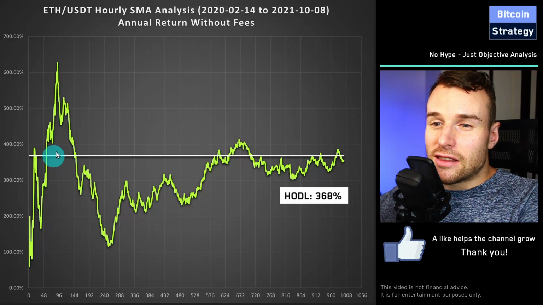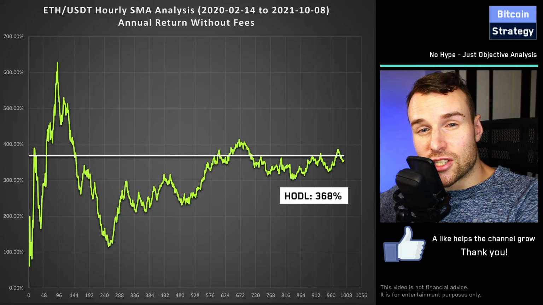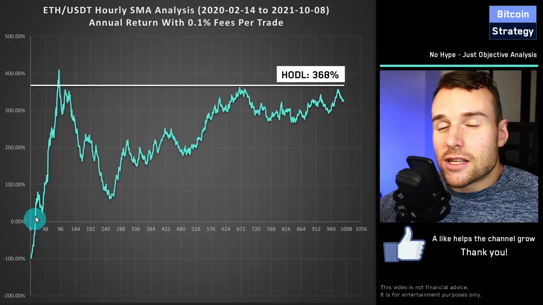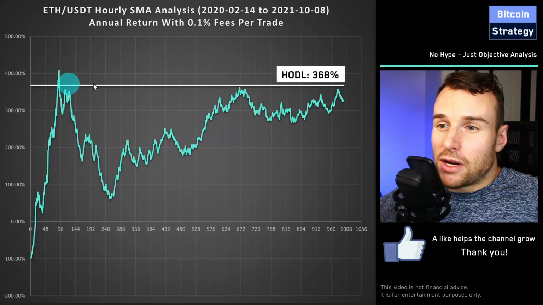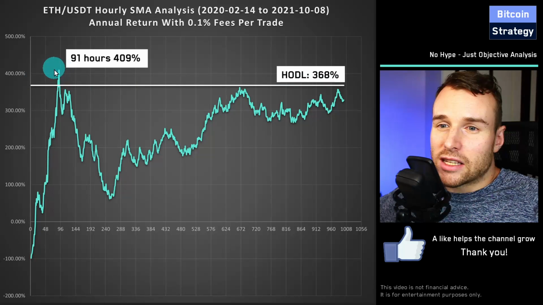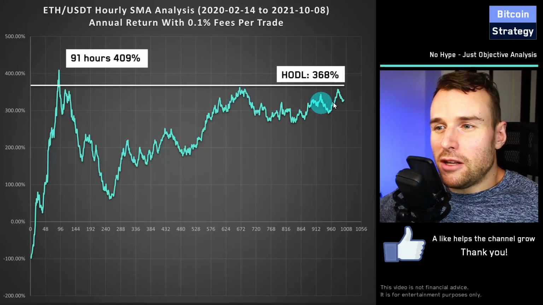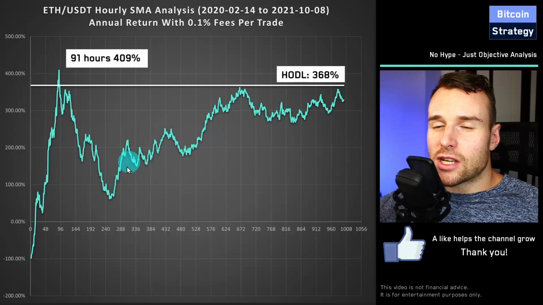And so let's look at this exact same chart, at the performance relative to buying and holding, when we do include a 0.1% trading fee for each buying and for each selling. And that's the result. This does not look as promising anymore. Buying and holding outperformed almost all of the moving averages, except the averages over here, the best of them being the 91-hour moving average with an annualized return of 409%. So that's pretty bad, right? Once you include trading fees, a lot of the benefit of that strategy goes out of the window.